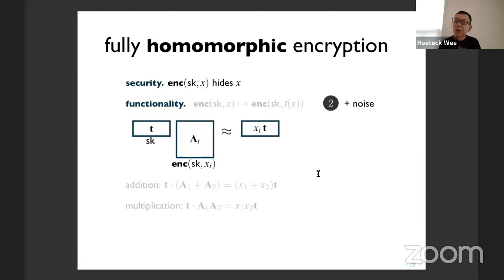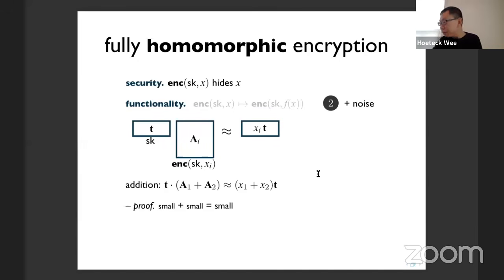Let's see what happens to functionality. At least for addition, things still work. If you're given two matrices such that T times A1 is close to X1 times T, and T times A2 is close to X2 times T, then T times (A1 plus A2) is still close to (X1 plus X2) times T. Basically, this is because when you add two small values, you still get a small value. The new small value is going to be slightly bigger than the previous small values, but let's ignore this distinction for now. Small is small. There are different notions of small, but let's take all of them as being small for now. We'll come back to this a bit later.